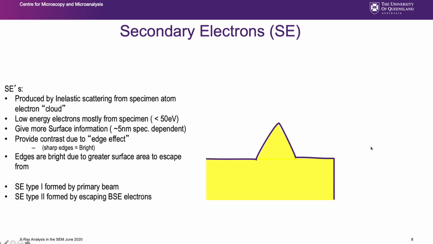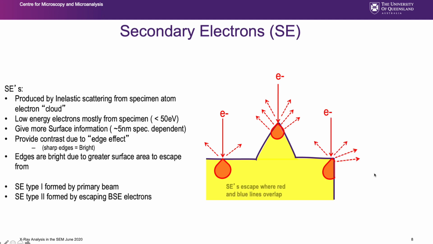Consider a material with some topography, and there's a specimen, and if you look at that dark blue line there, consider that to be the top 5 nanometers. Secondary electrons will only escape from that region. If I drop the beam on a flat surface, only a small amount of secondary electrons escape. But if I drop the beam on a sharp surface, there's a lot more area within 5 nanometers that the secondary electrons can escape from, therefore it's a brighter region.